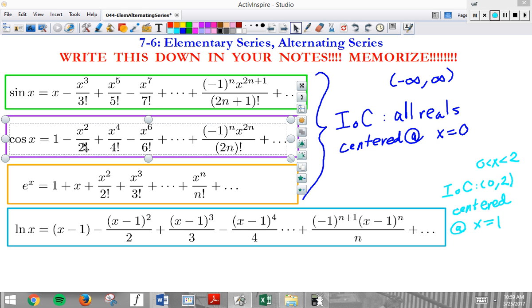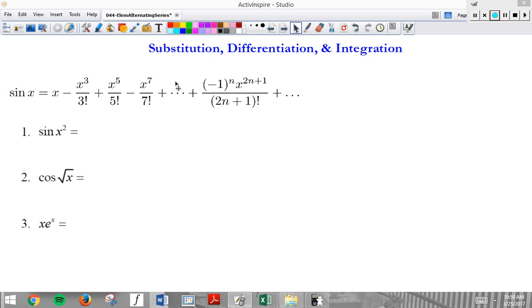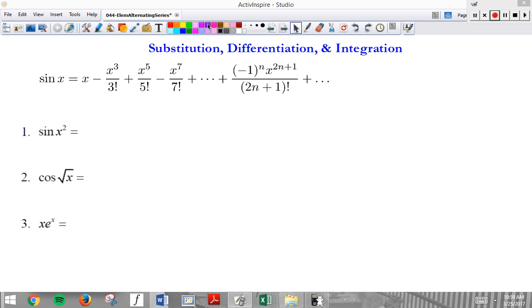Okay, so for sine of x, I'm talking about this one. Right? I'm talking about that series right there. So if I took x, and everywhere I saw x, I replaced it with x squared, that's going to become x squared cubed for 3 factorial. That's going to be x to the 5th. Nope, sorry. X squared to the 5th over 5 factorial. Minus x squared to the 7th.